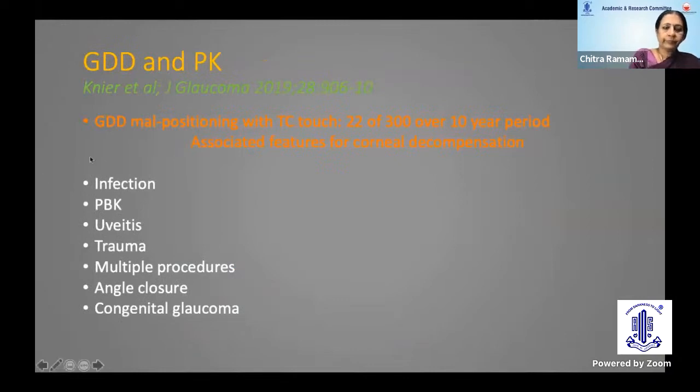This was a report on GTT malpositioning with tube corneal touch in 22 eyes of over 300 patients over a 10-year period. And these are the associated features for corneal decompensation, which include pseudophakic bullous keratopathy, uveitis, multiple procedures, and angle closure.